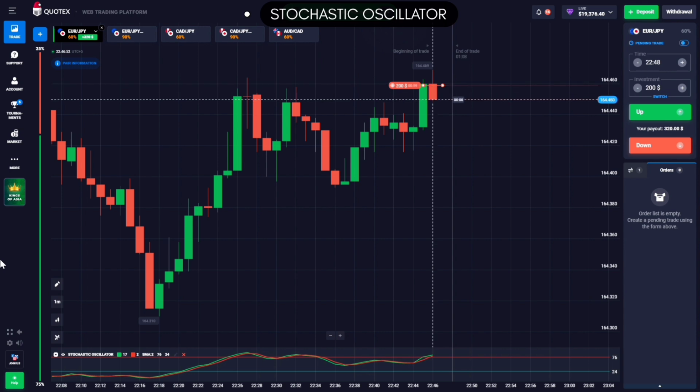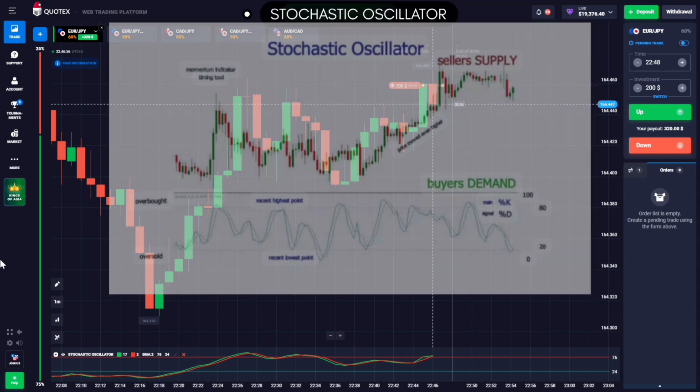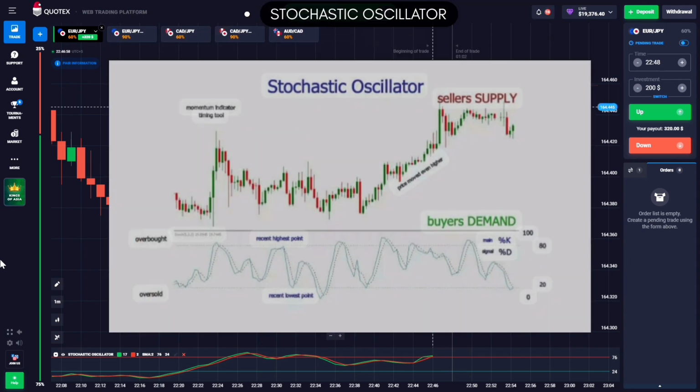However, don't trade blindly based on these levels. Always wait for confirmation signals, such as crossovers or divergence patterns. Number 3.